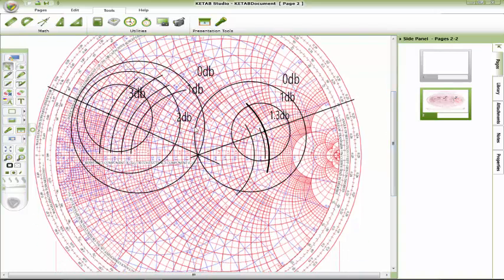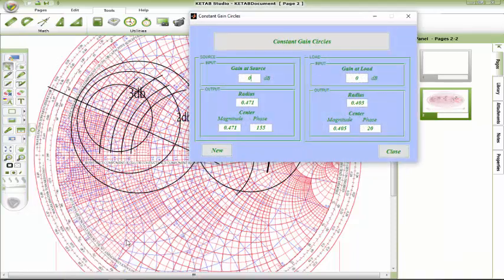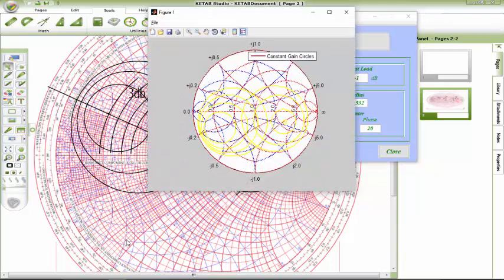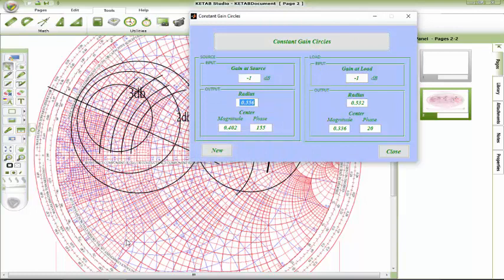After that, we want to plot the -1 dB circle for the source and the load. Let's see. Let's put here -1 and generate the constant gain circle. Here is what we get: 0.55 radius and the center at 0.4, and here we have 0.5 radius and the center 0.3 with the same phase. So we start with the source 0.4 and radius 0.55.